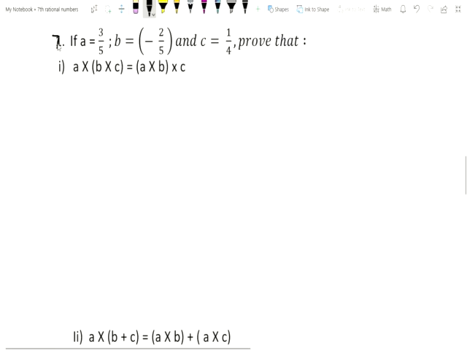Question number 7. If A equal to 3 by 5, B equal to minus 2 by 5 and C equal to 1 by 4, prove that A into B into C equal to A into B into C. Just substitute the values, children. Here also you find out LHS and RHS.